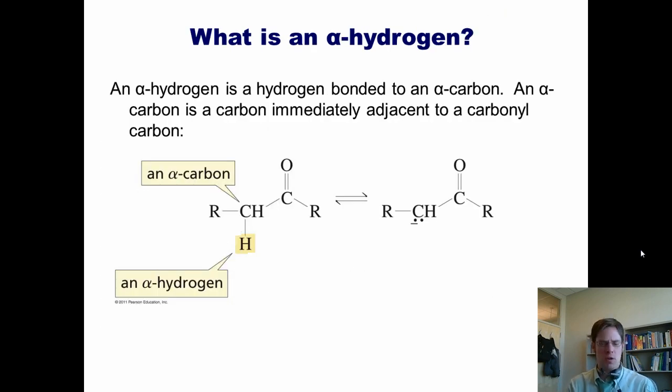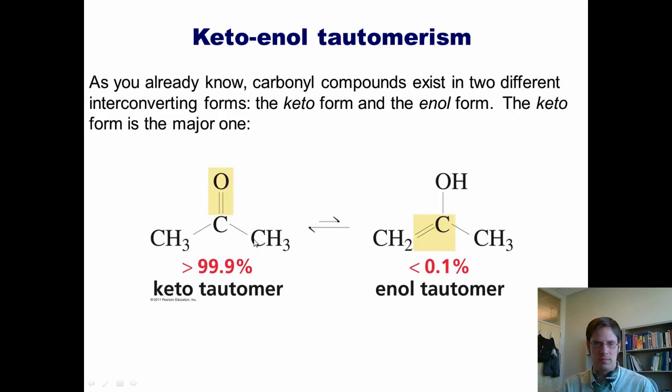Before we go any further, however, I want to introduce you to alpha hydrogens. And what is an alpha hydrogen, you may ask? Well, an alpha hydrogen is a hydrogen that's bonded to an alpha carbon. An alpha carbon is a carbon that's immediately adjacent to a carbonyl carbon. So you can see that shown pretty clearly in this figure here.